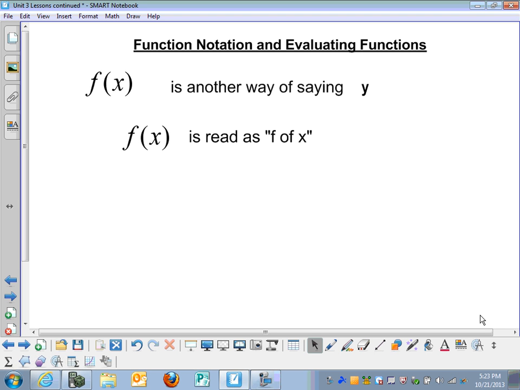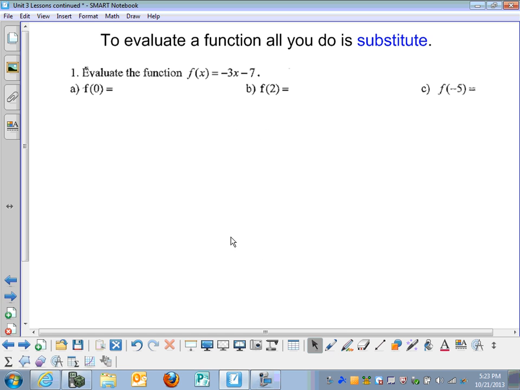Function notation and evaluating functions. F of x is another way of saying y. F of x is read as "f of x." This is function notation. To evaluate a function, all you do is substitute. Evaluate the function f of x is equal to negative 3x minus 7.